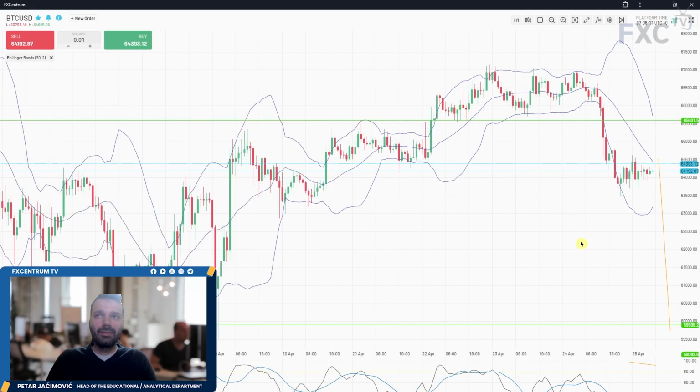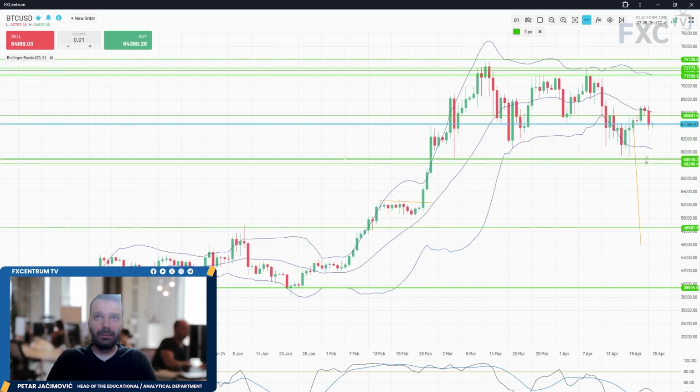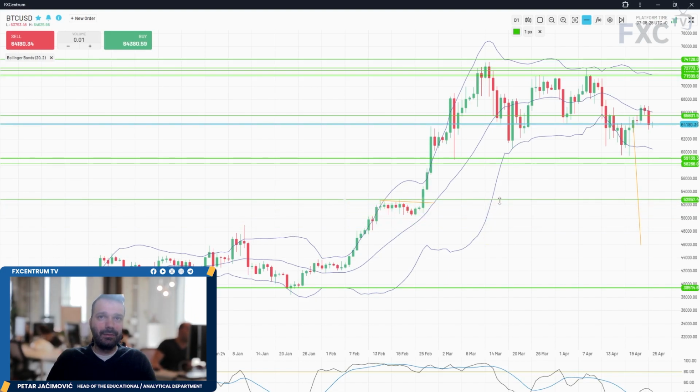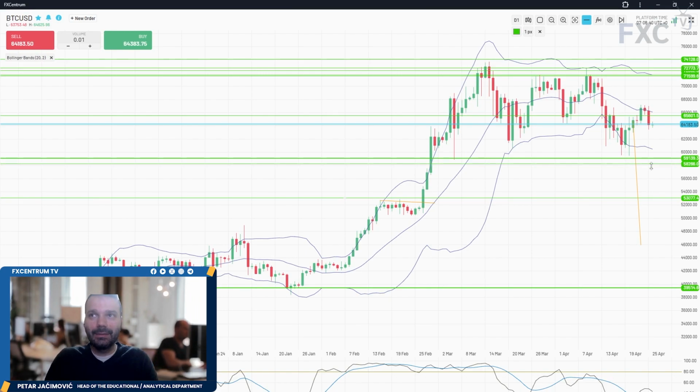And now the downside objectives. The first downside objective is, of course, the support around the 58,000, let's say 59,000 mark. But we can also see this area here, the previous swing highs and the consolidation, around the 53,000 mark. That will be a bigger downside objective. Short-term downside objective around 59,000, secondary downside objective around the 53,000 mark.